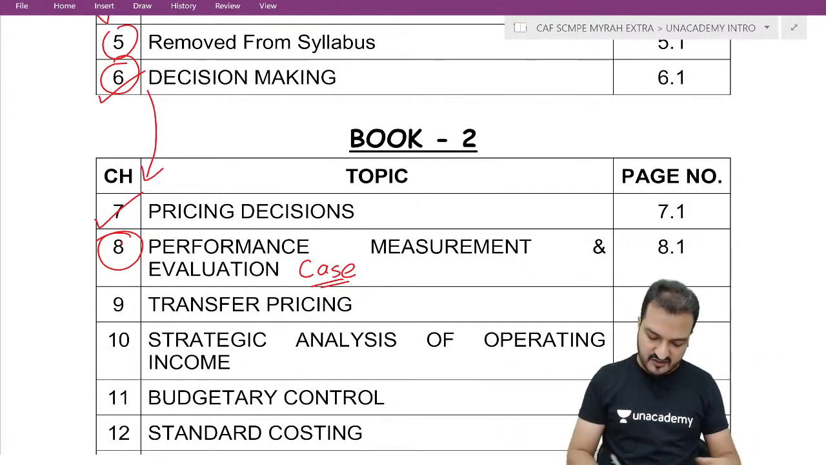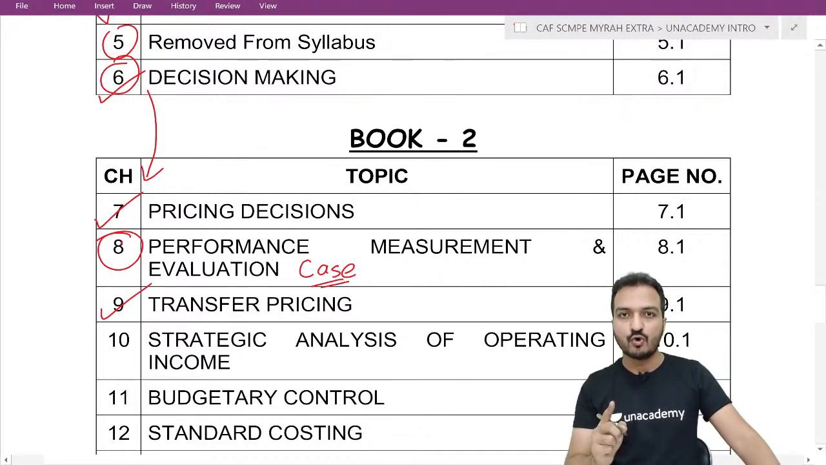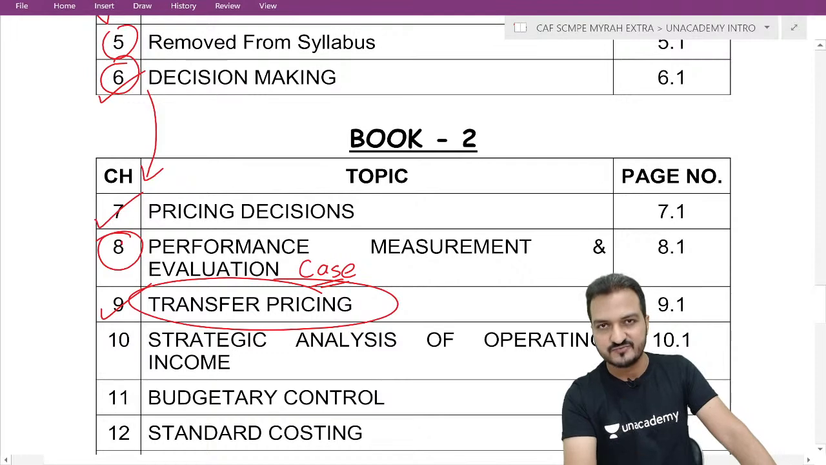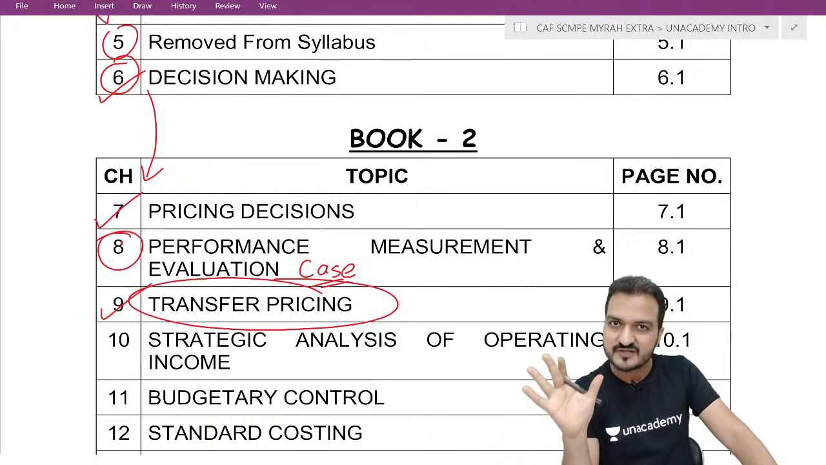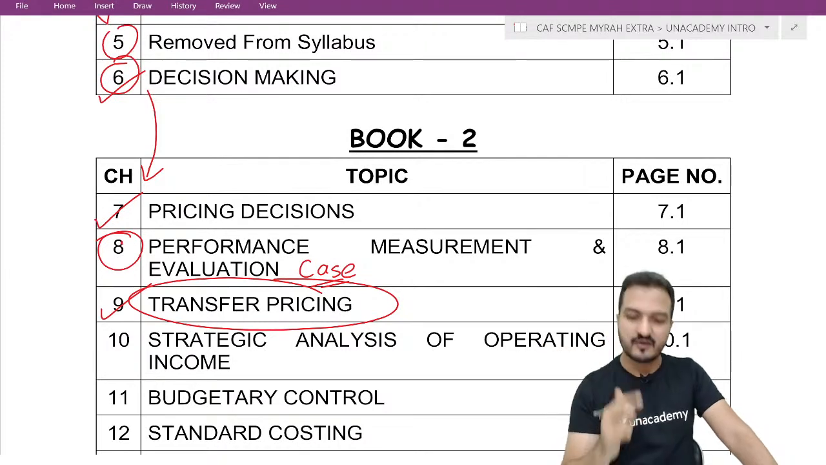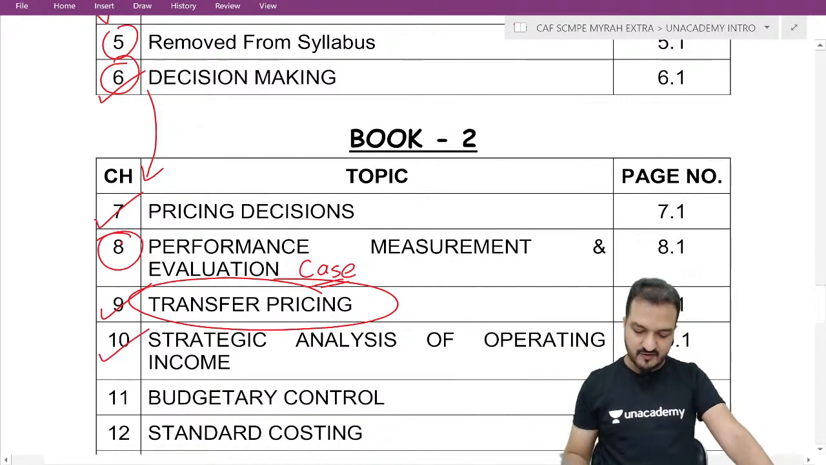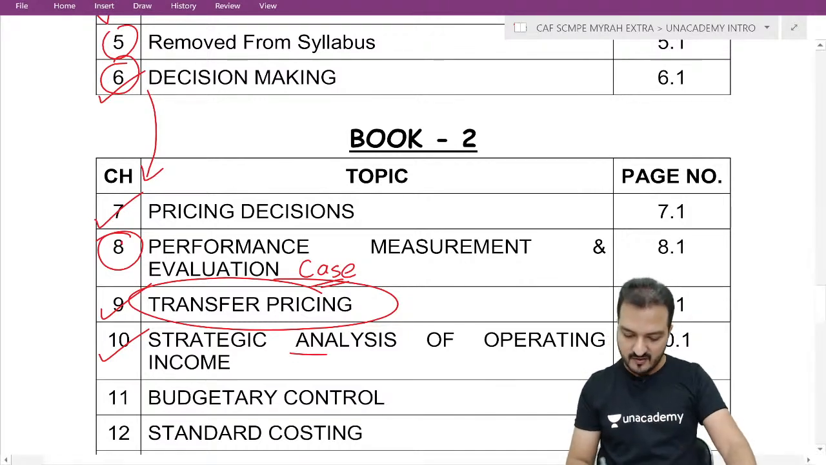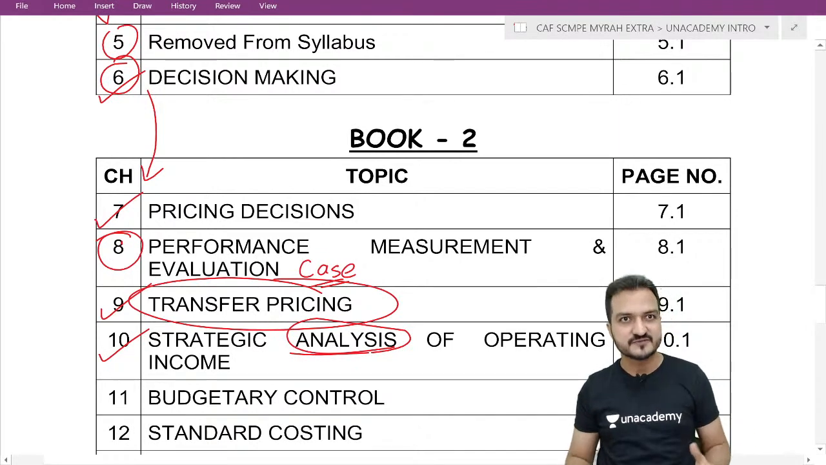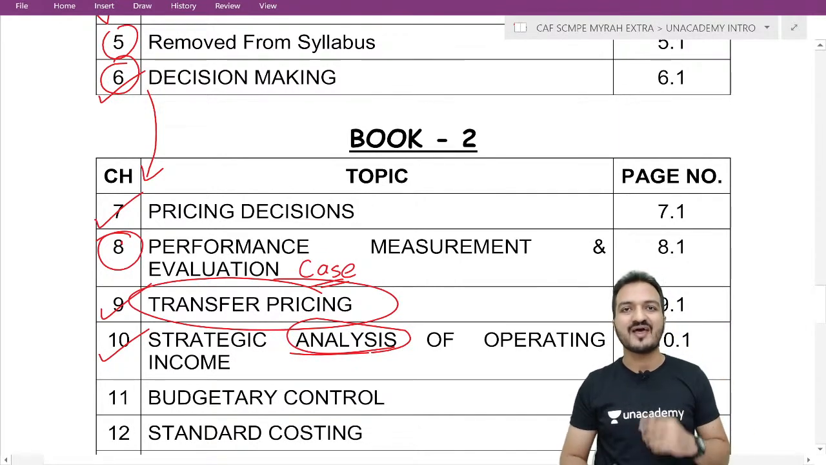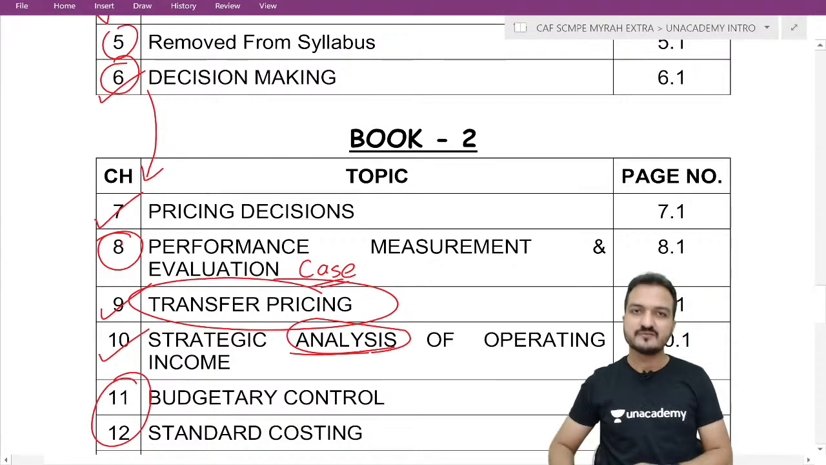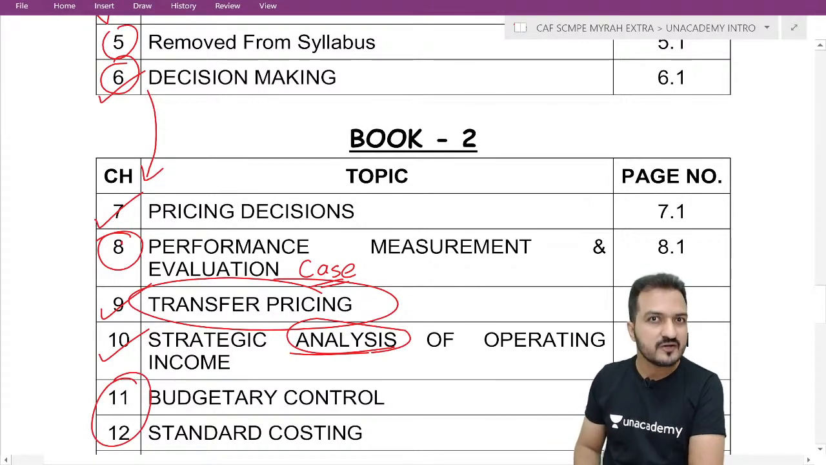Then you have transfer pricing, but please don't confuse this with transfer pricing in your taxation subject. It is different. What is it? Well, you'll see in my regular classes. Then there is chapter 10, a small chapter about certain concepts of analysis of operating income. Analysis, I told you my subject is about analysis. This particular chapter is about analyzing profit. Operating income means profit.